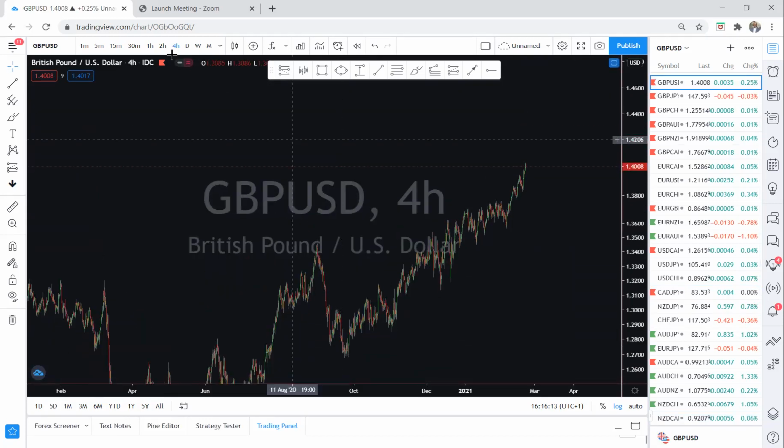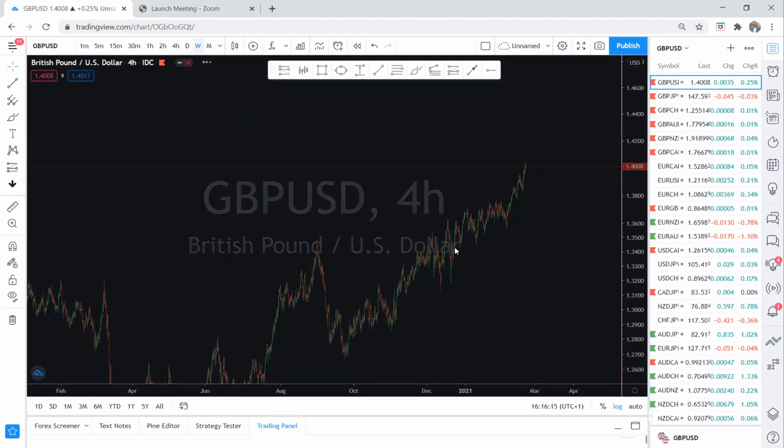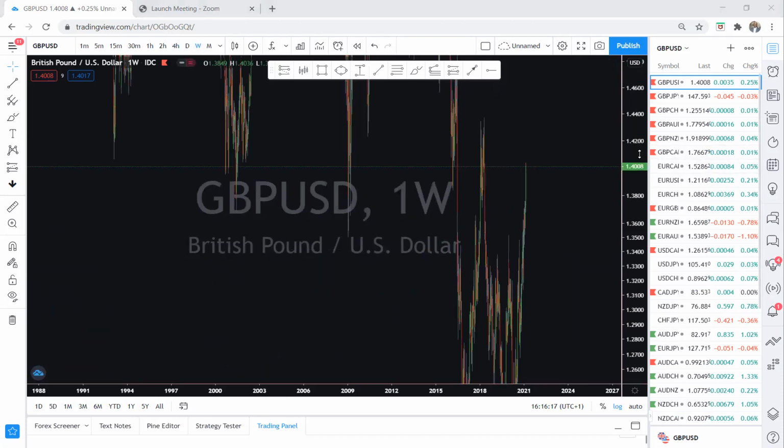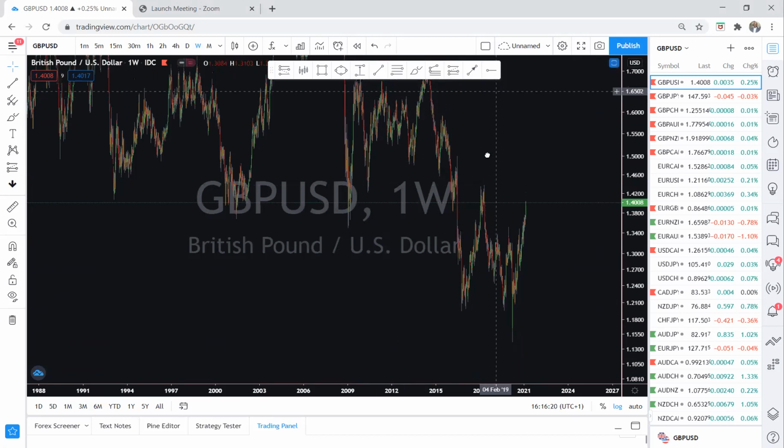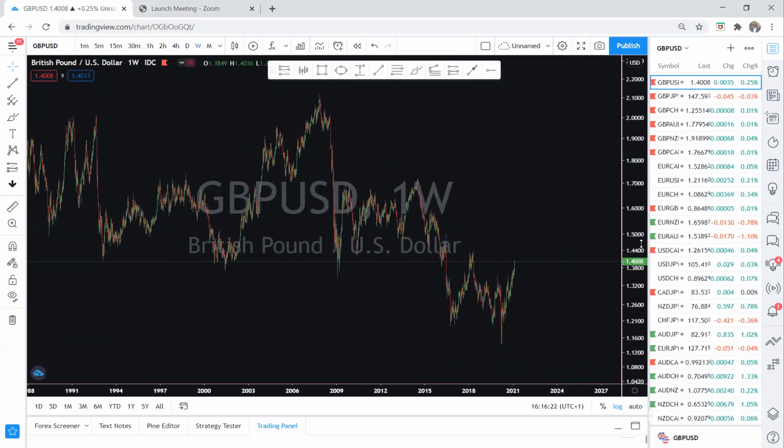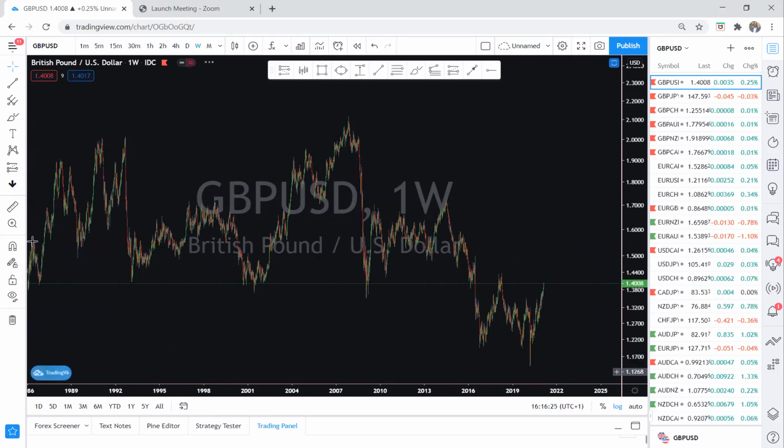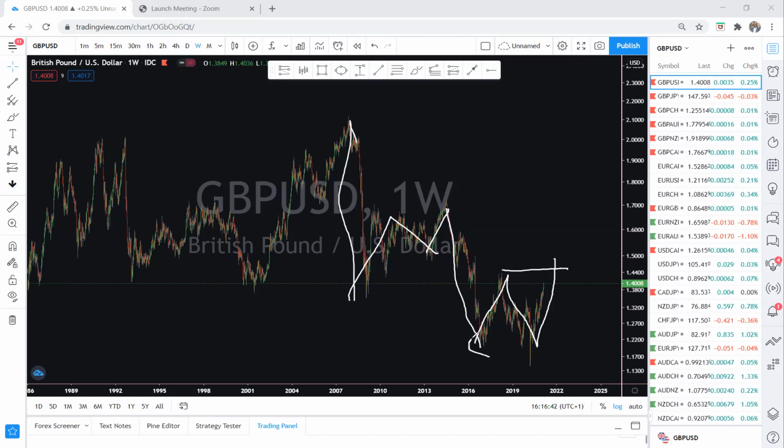Let's start with GBP USD on the weekly time frame. On the weekly time frame of GBP USD, we have spotted this nice structure to the downside. We have this move to the downside, we have this correction, and we have this move again. Now you have this beautiful three-wave structure. That's what we are expecting for a move to the downside. This is the structure we are expecting.